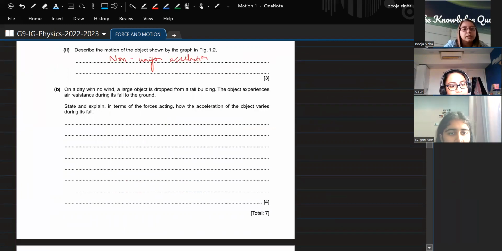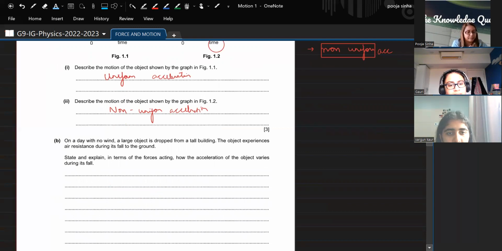Okay, Sargun, read this. On a day with no wind, a large object is dropped from a tall building. The object experiences air resistance during its fall to the ground. State and explain in terms of forces acting how the acceleration of the object varies during its fall.